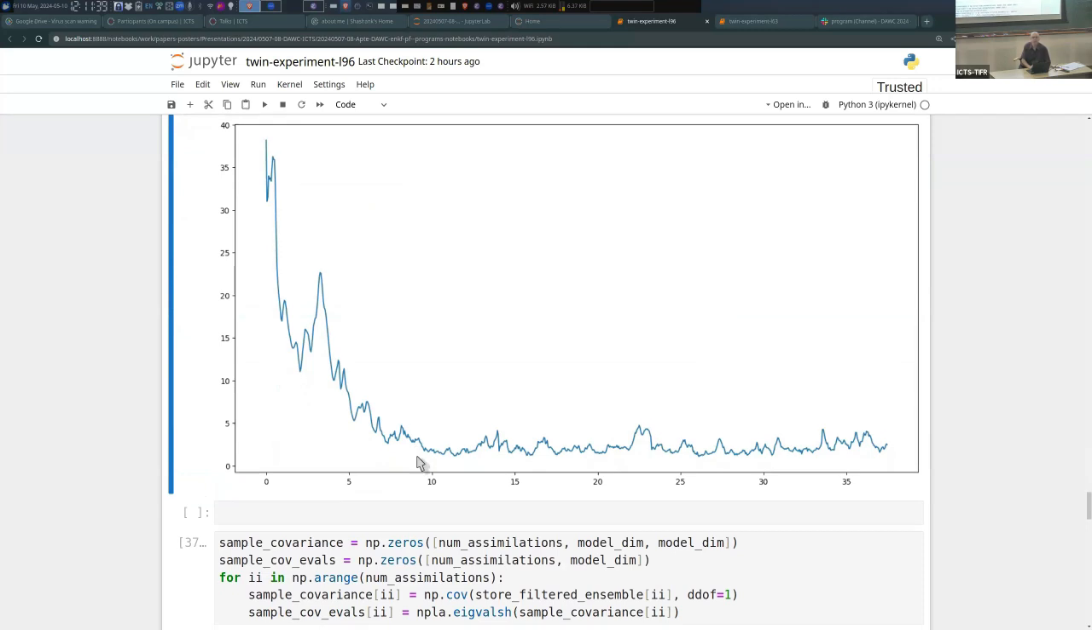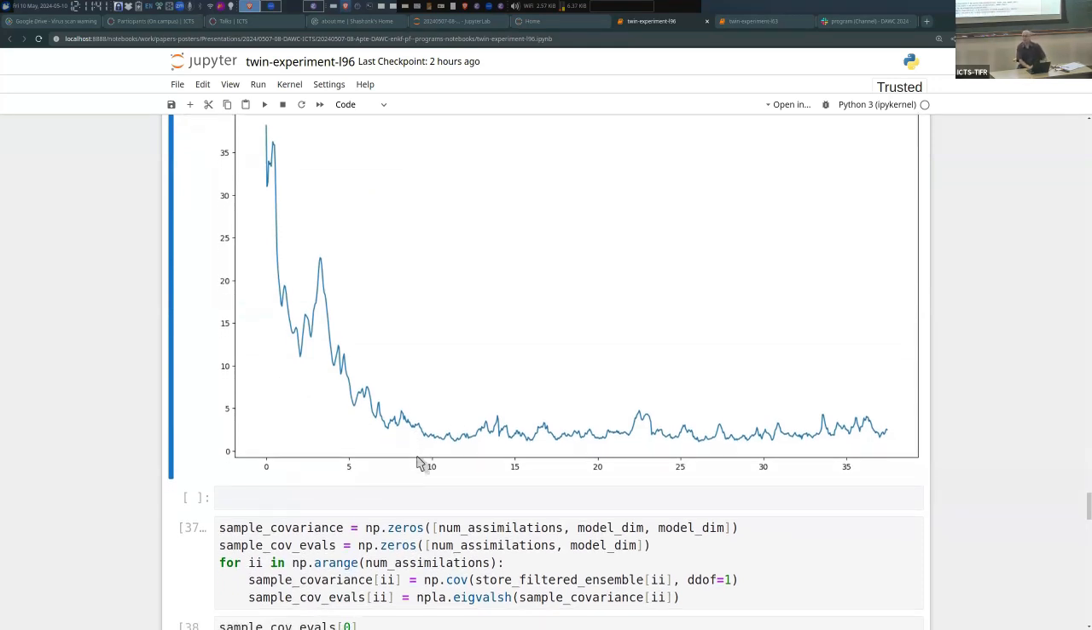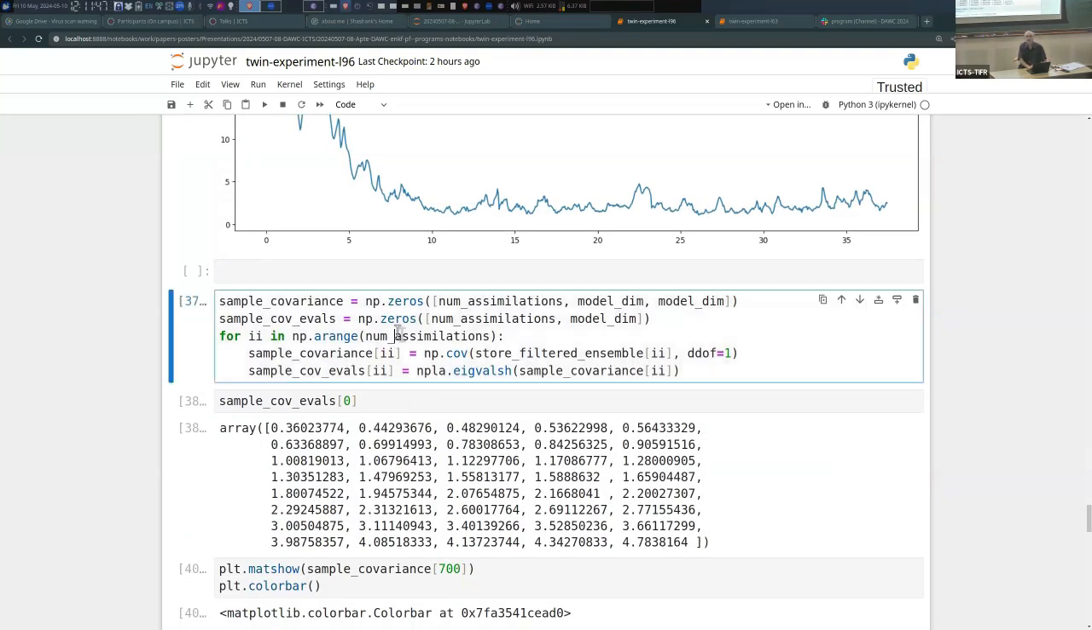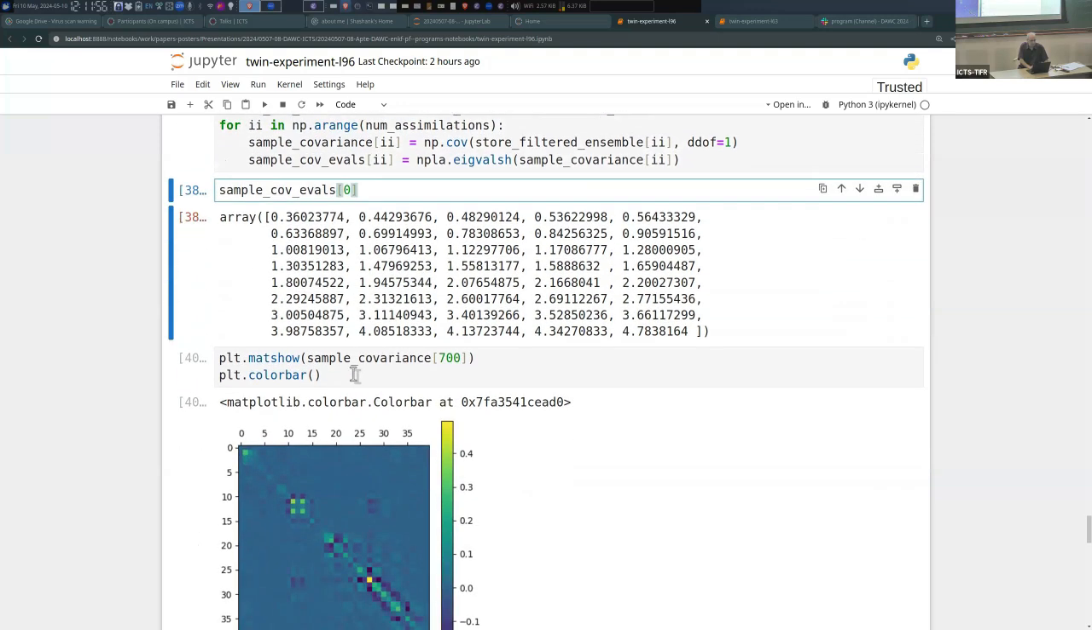Right, the error nicely goes to 0, so the filter is working. This is actually a working filter, amazingly enough. And now we can go ahead and compute the covariances of the forecast matrices. So here are the covariances. The eigenvalues can be computed.